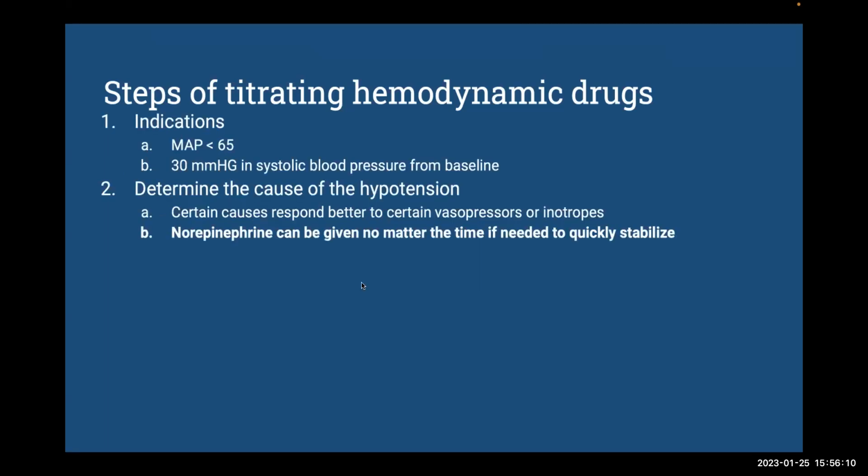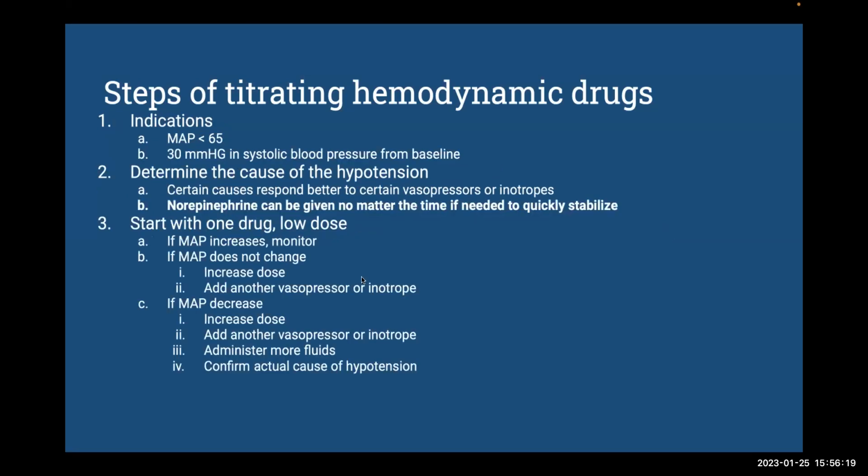Then you definitely have to determine the cause of the hypotension, and note that norepinephrine can be given no matter what if you need to quickly stabilize your patient. You start with one drug, at a low dose. You don't try to add multiple drugs at once. A patient can definitely be on multiple drugs, but when you're really starting, you want to start with one drug low and then monitor your MAP so you can figure out where you need to change.